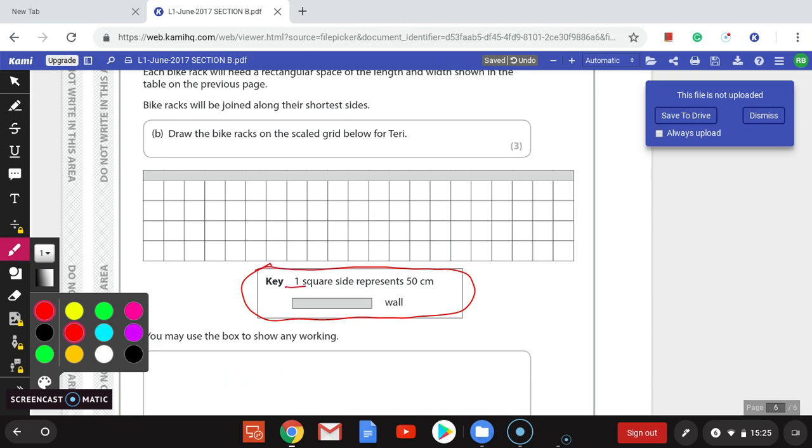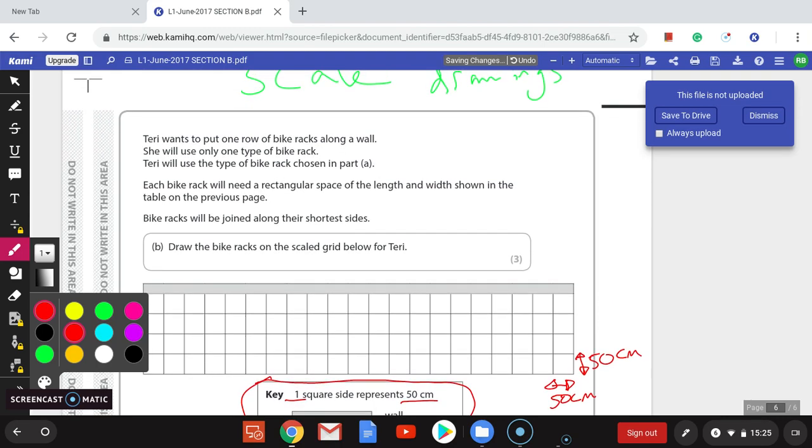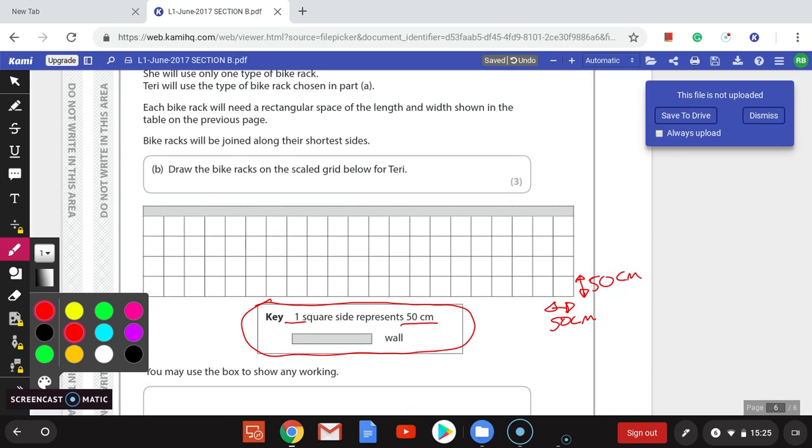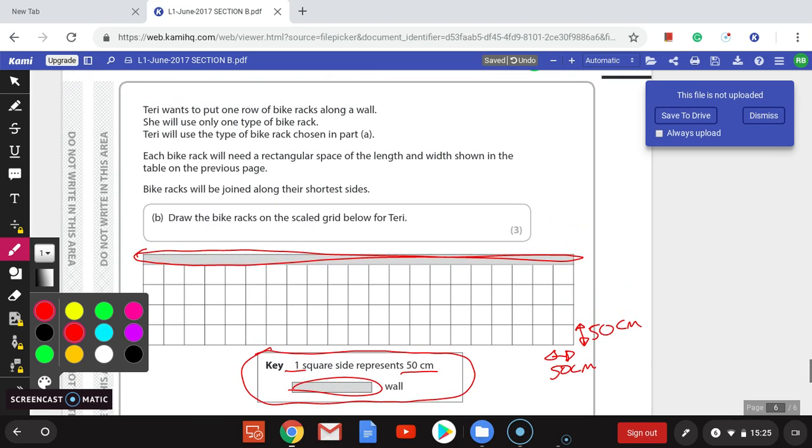It says 1 square is 50 centimeters. So it means 1 square is 50 centimeters this way. It's 50 centimeters this way. Okay, very important. Okay, Terry wants to put 1 row of bike racks along a wall. Okay, look at the key. The wall is in grey. So this is the wall here. So we're going to put the bike racks along there.